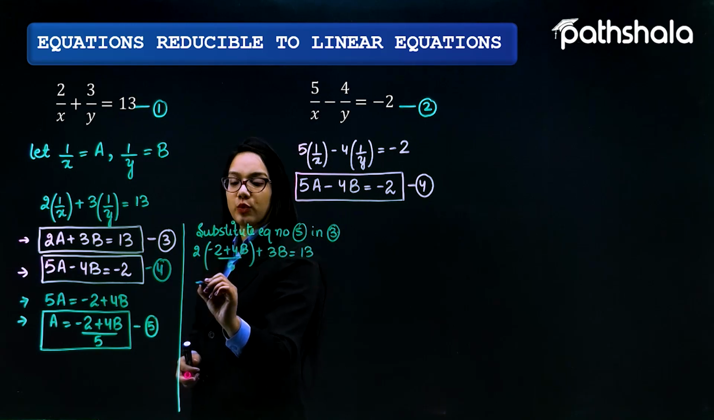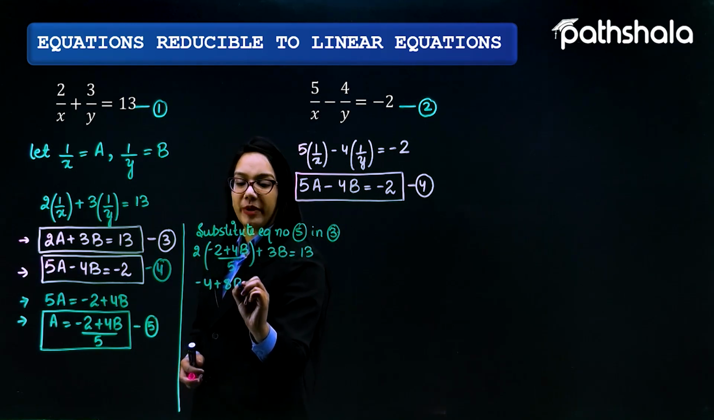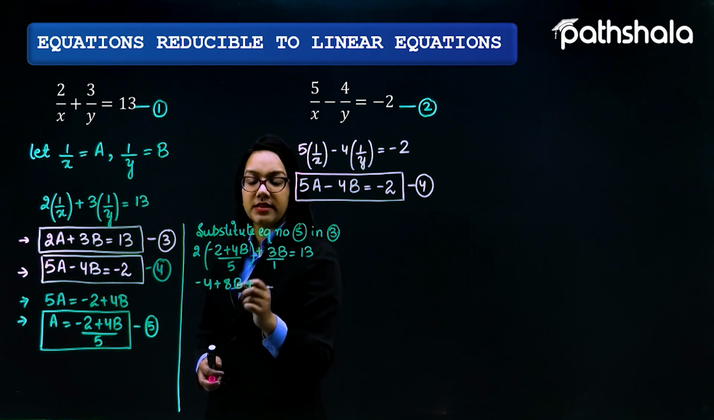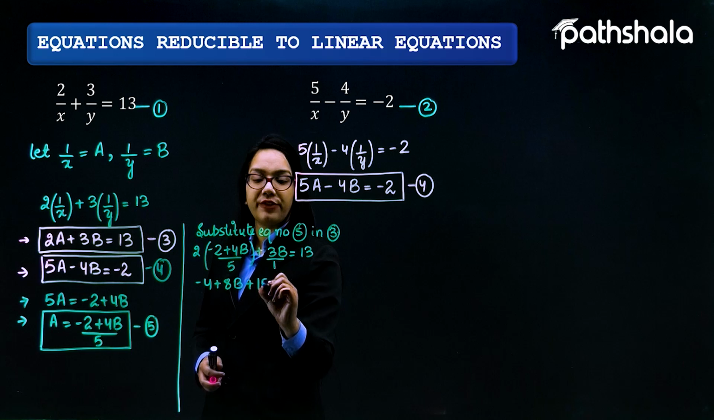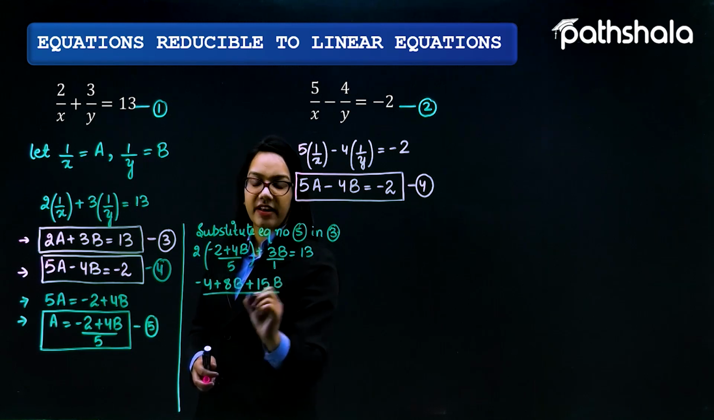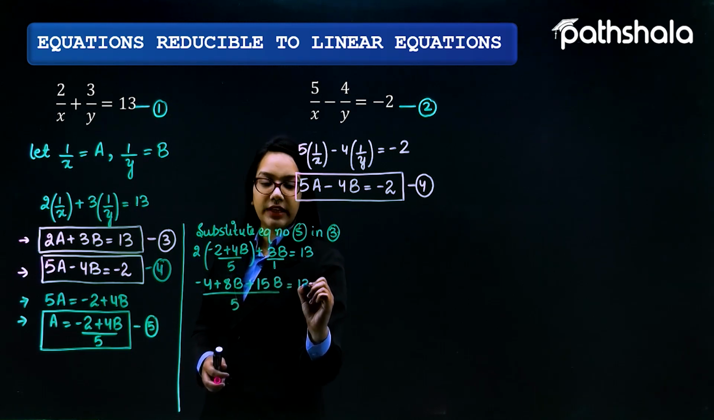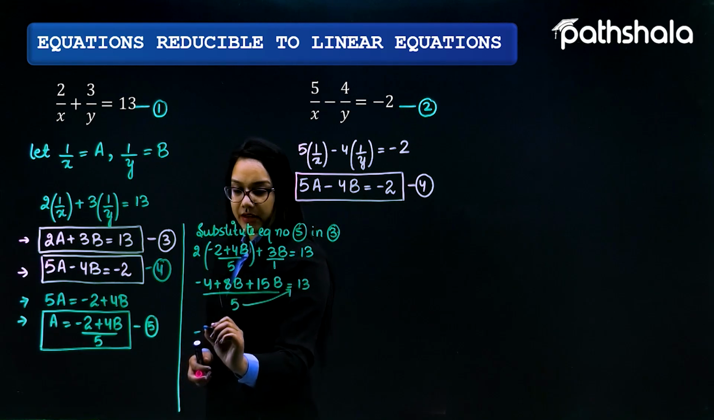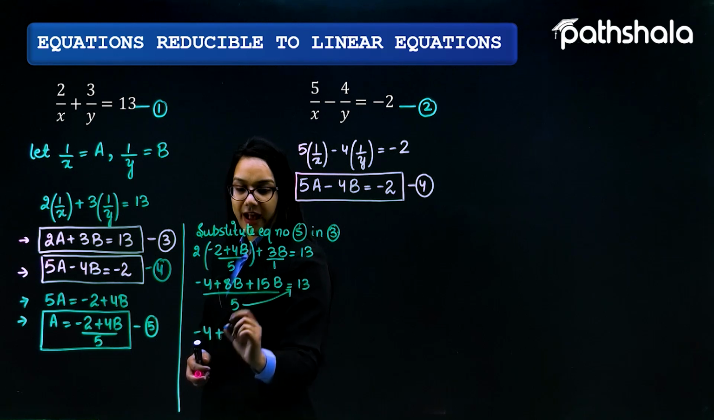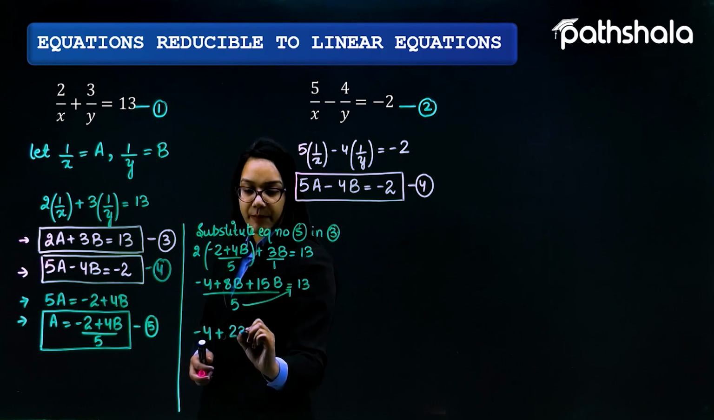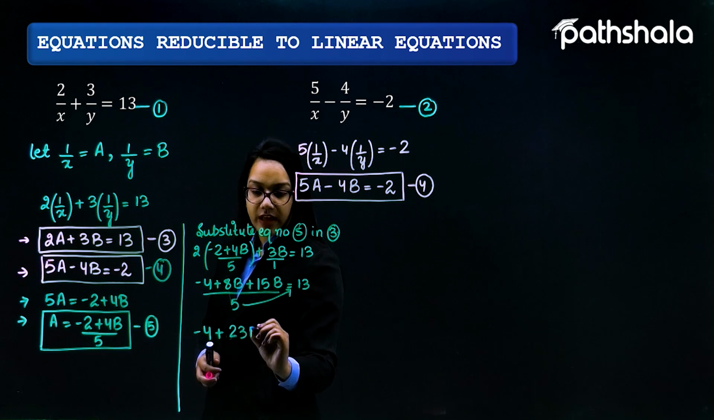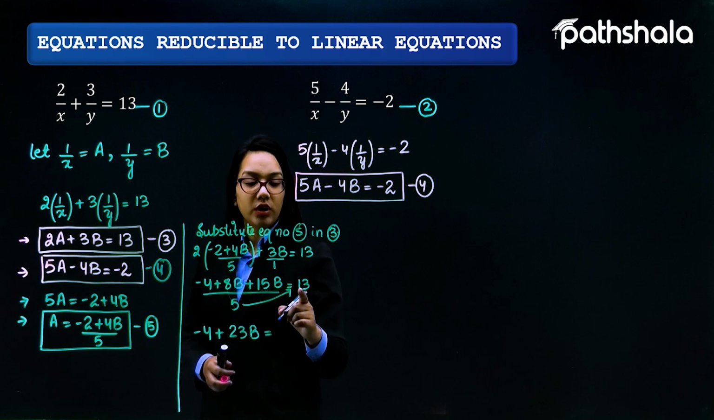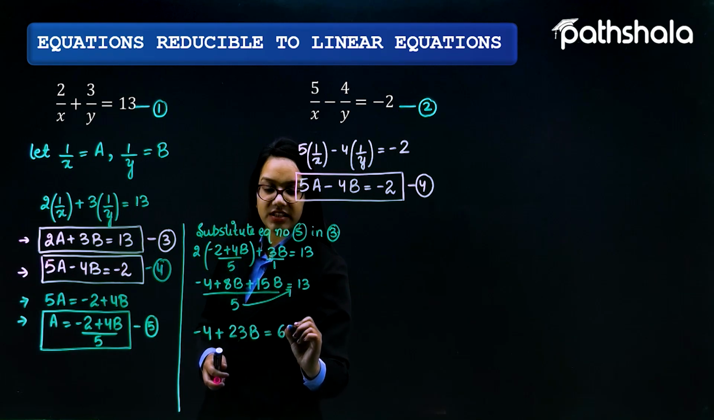So 2 into minus 2 is minus 4 plus 8B, divided by 5. If we take the LCM over here, we get 5 into 3B, which is 15B, divided by 5, which is equal to 13. So let's take 5 towards the other side. It would be minus 4 plus 8B plus 15B, which is 23B, equal to 5 into 13. So this is nothing but 65.